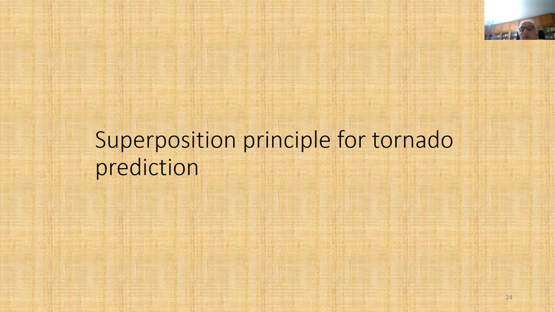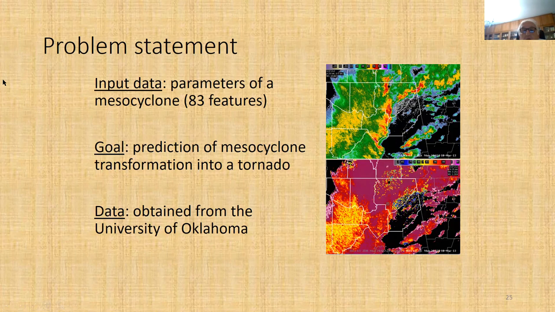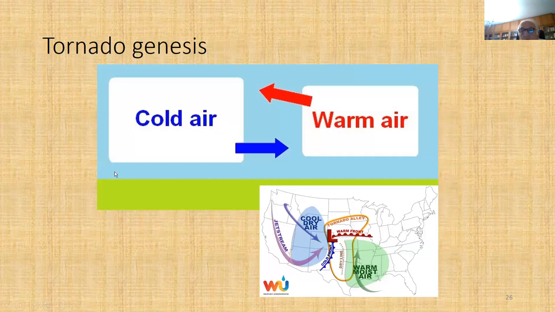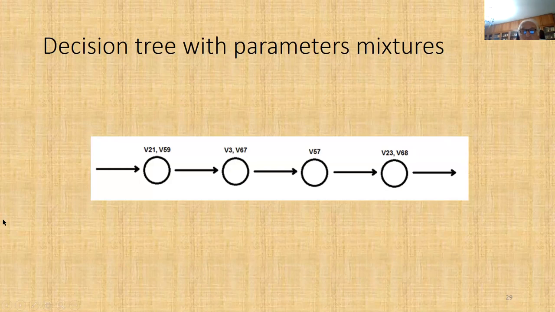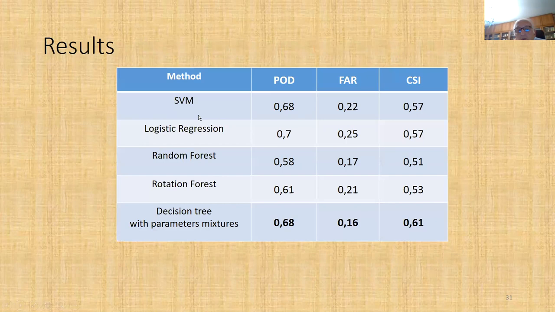So we had input data of 83 parameters and the prediction of mesocyclone. I will not go into too much detail. We compared it with different methods, and we selected special parameters. Let me go to the end. The best classic result was 57% correct predictions. 57. Our result was 61% correct predictions.